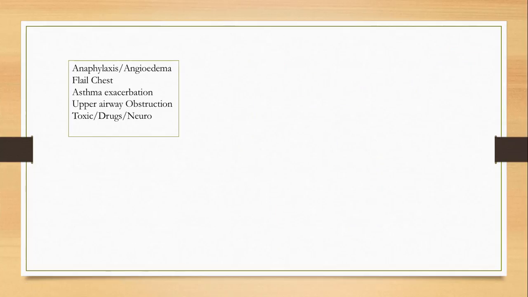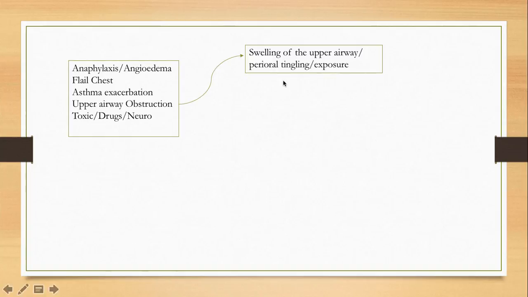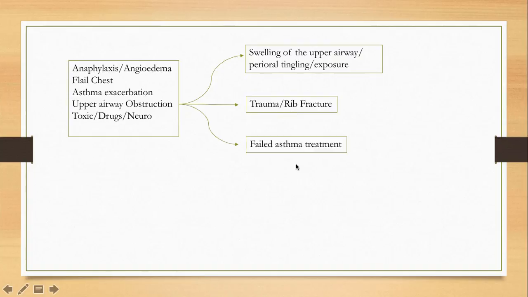So this is again a quick slide to show specifically what to do, and what findings to look at, when you have a patient with these different disorders or pathologies. So if it is anaphylaxis or angioedema, swelling of the upper airway is usually present. There is perioral tingling or history of exposure. If it's a trauma patient, then you will see the history, or you will hear about the history of trauma. There is a rib fracture. If a patient failed asthma treatment, so they had asthma already, and then either they ran out of the inhalers or they just failed the treatment because there was some exacerbating factor, then you'll see this scenario.